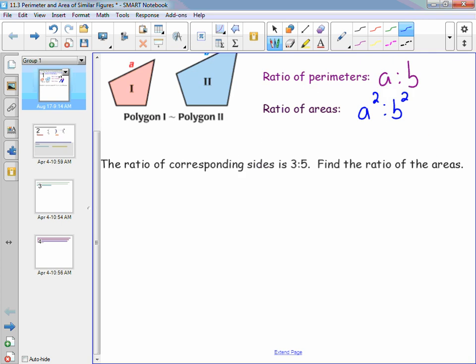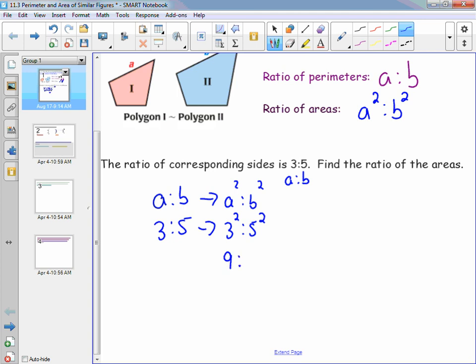It says the ratio of corresponding sides is 3 to 5, so that is A to B. So we will say that A to B is 3 to 5. It says find the ratio of areas, so we need to get to A squared to B squared. So this becomes 3 squared to 5 squared, which is 9 to 25.